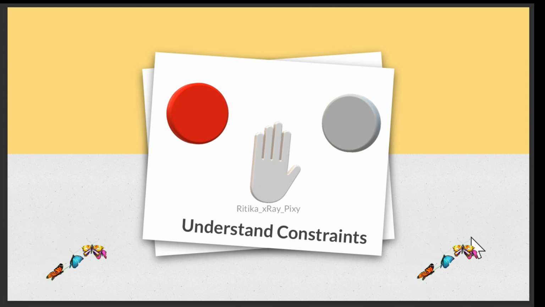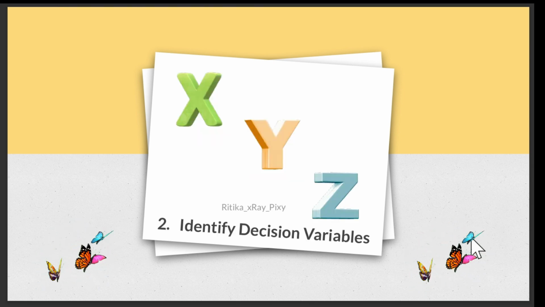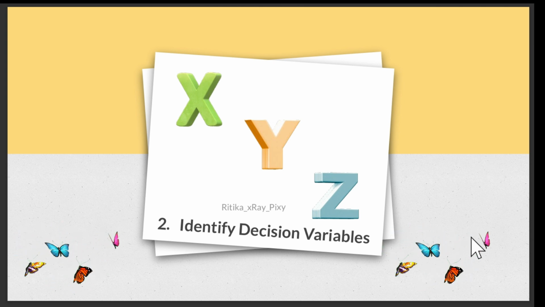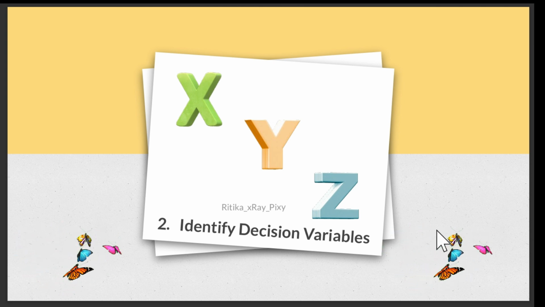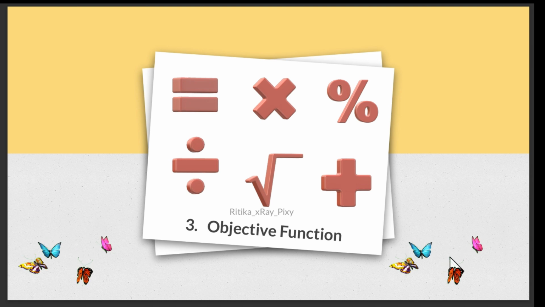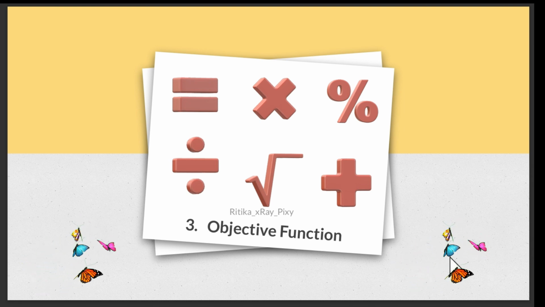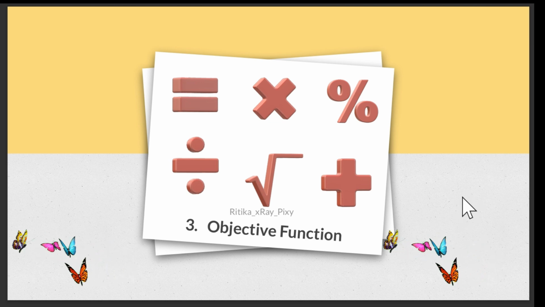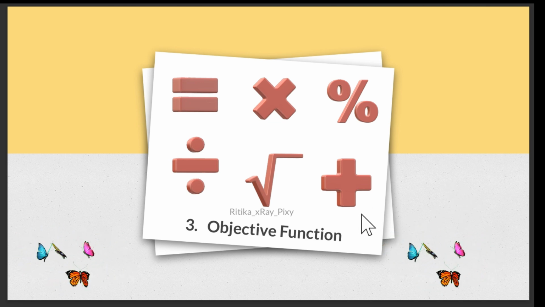Step 2, identify variables. In step 2, we will determine the decision variables. For example, in a production problem, decision variables could be quantities of different products to produce. In step 3, we will formulate the objective function. We will express our goal mathematically. So in step 3, we will mathematically represent the goal that we want to achieve.